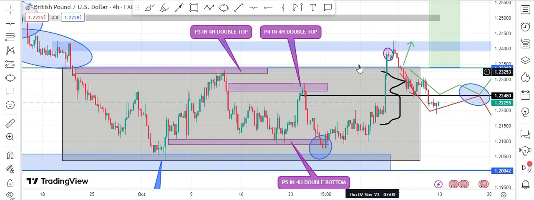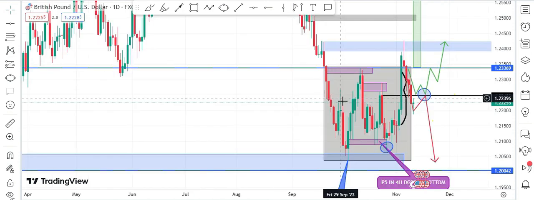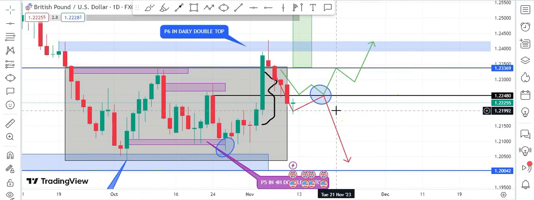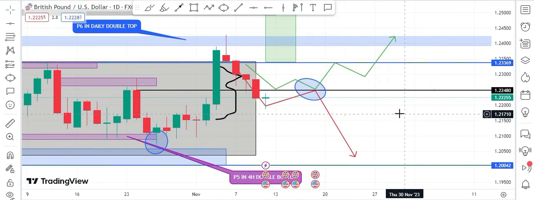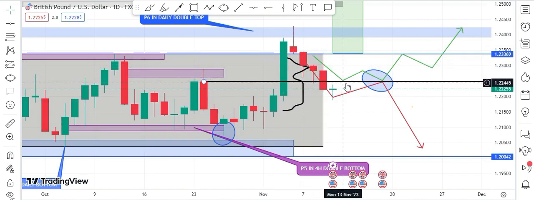On 7th November, I did a video on GBPUSD. Let's go to the day time frame now. On 7th November, I clearly mentioned that this was 6th November and this was 7th, that the price will come to this region, the black line I mentioned.